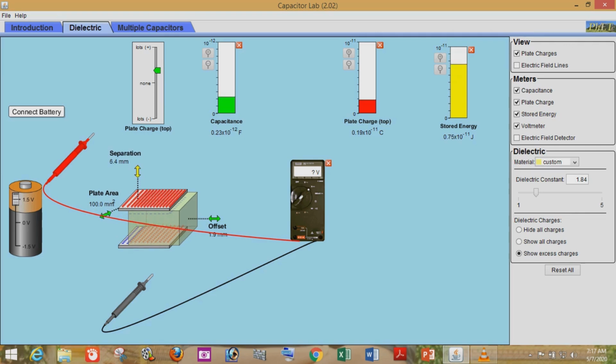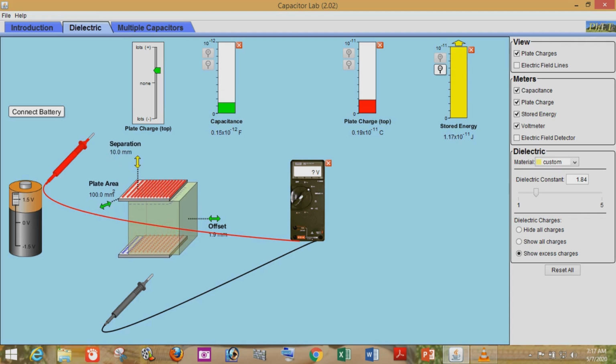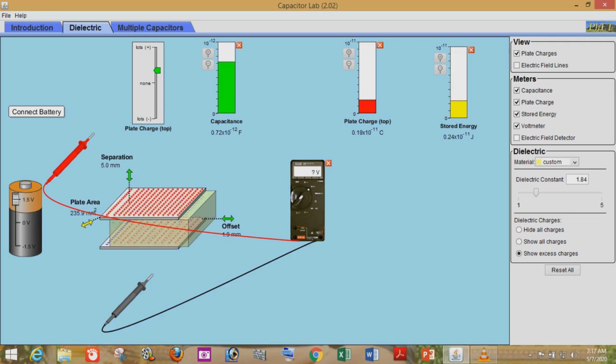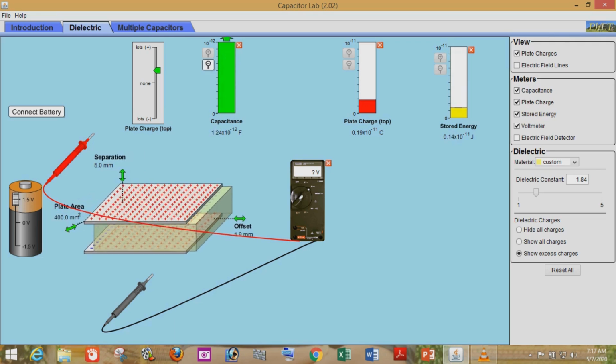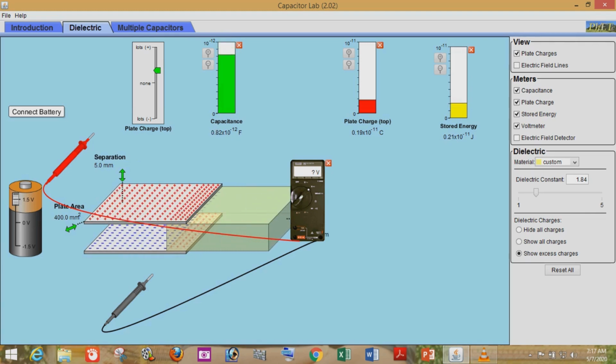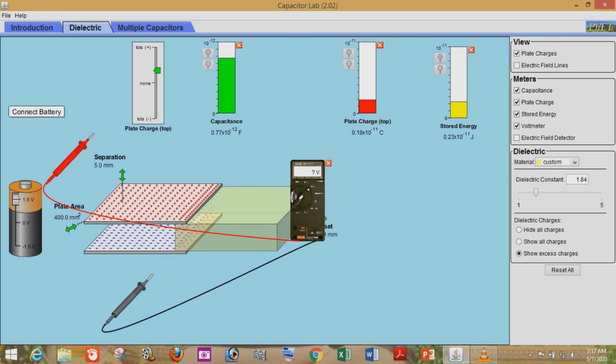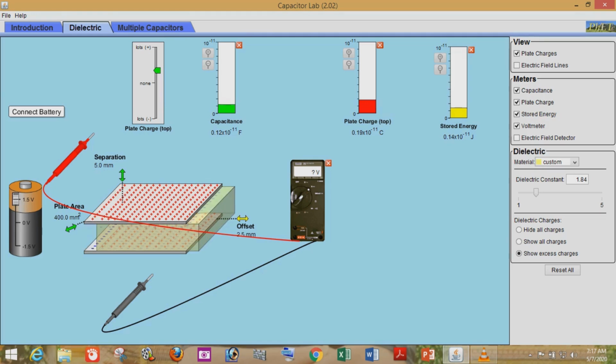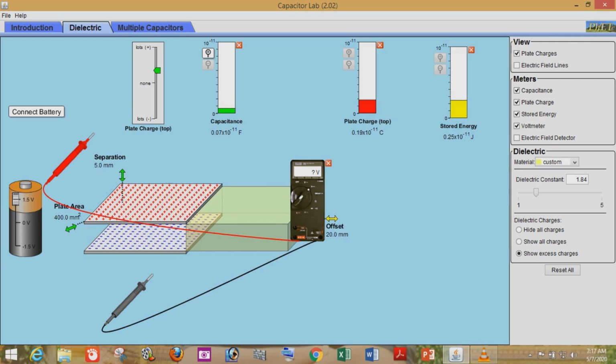Now we'll also be checking the dielectric slab, but first increasing the distance. You can see what is happening when increasing the distance: the capacitance is decreasing. But here now the plate area has been increased, and we have taken out the dielectric slab. So the capacitance decreases, and there is no change in the plate charge because we have disconnected the battery here.